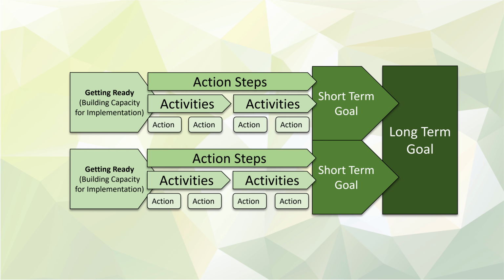So here's just an example to put it all together for us for how this works. We're getting ready, we're building our capacity for implementing anything and everything related to reaching this long-term goal. We are figuring out our activities and our actions. We are then combining those into these bigger action steps, right? This sequence, this process that we're going to be doing in order to reach these short-term goals. And by doing these action steps for the one short-term goal, action steps for the other short-term goal, those short-term goals combine together and they end up reaching that long-term goal.